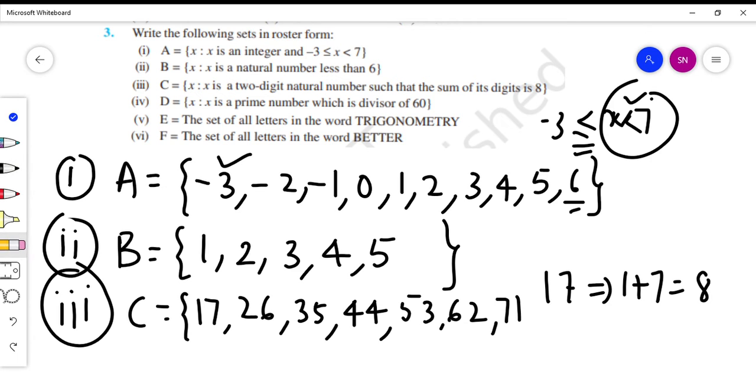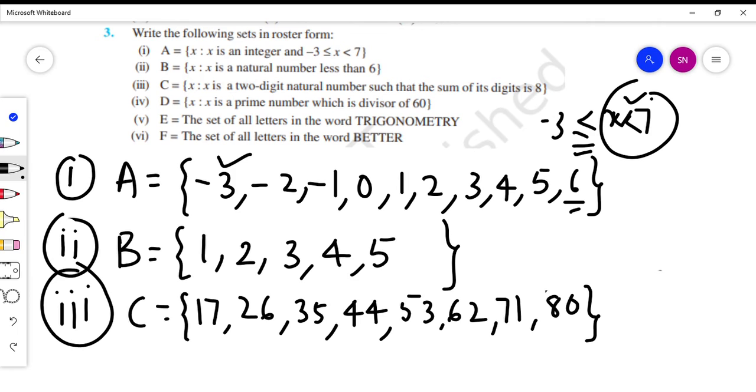71 is also 8, right? 71. 7 plus 1 is equal to 8. And similarly, I can tell 80 would give me my sum to be equal to 8. Now you can all check with other two-digit numbers as well.